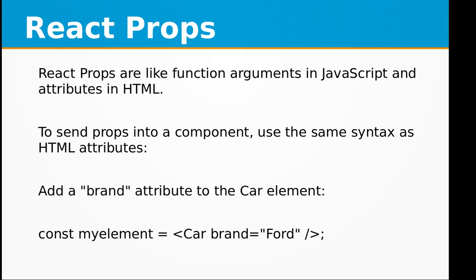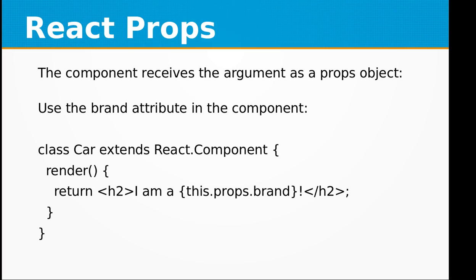So you can define a constant variable my element, and make it equal to the car component and add an attribute brand equal Ford. So the component receives the argument as a props object. Use the brand attribute in the component class car component, and in the render function you can use this.props.brand.